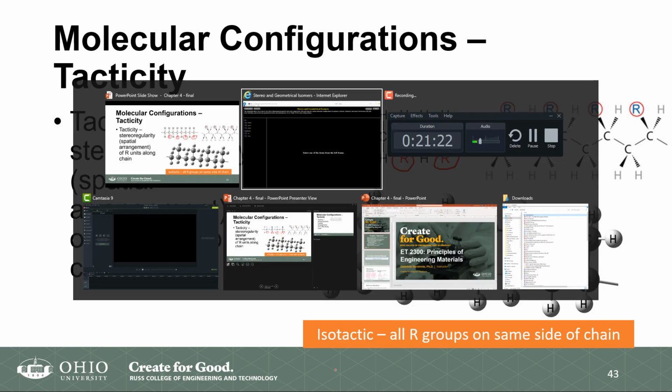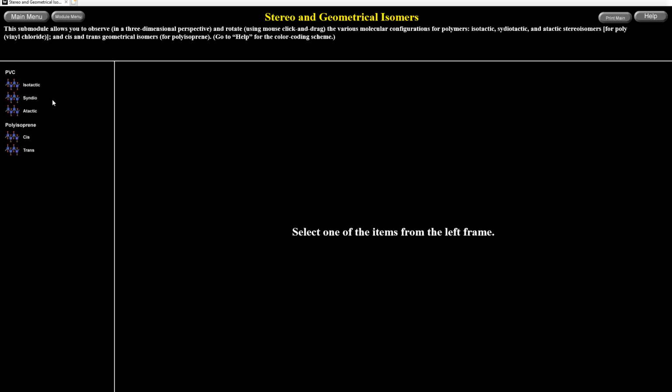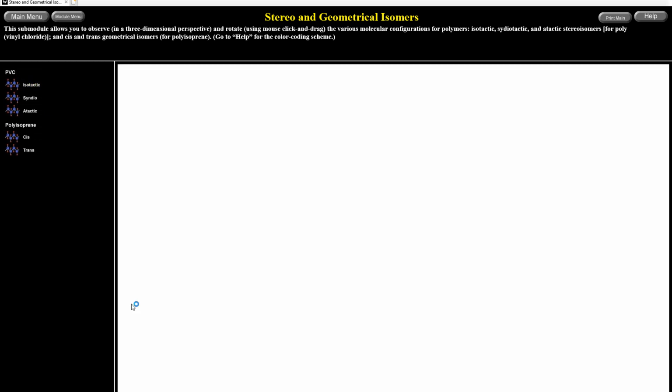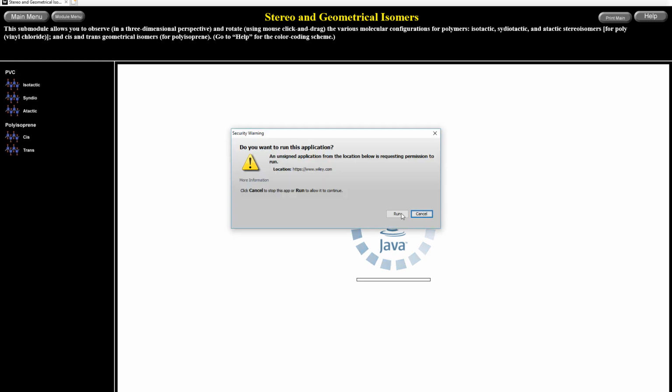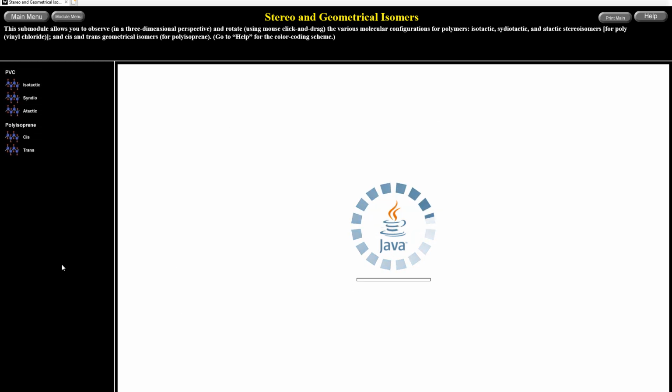And so let's go back to that website and look at what isotactic looks like. So we're going to wait here for Java to load. Give it a moment here.